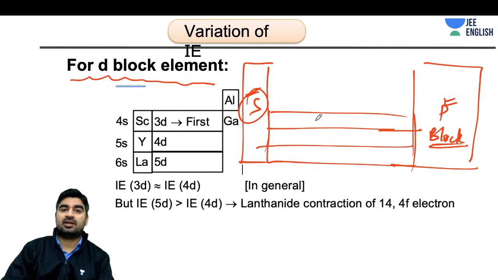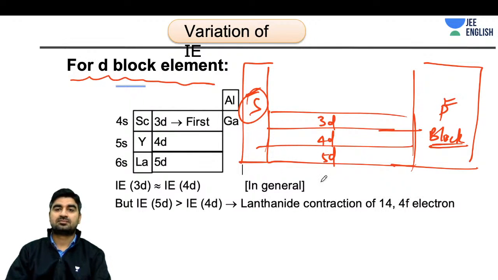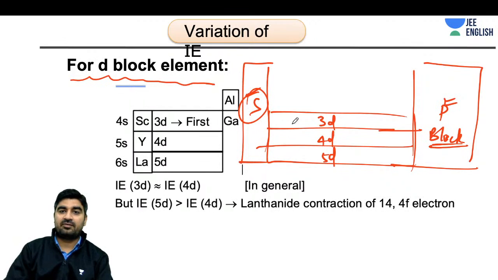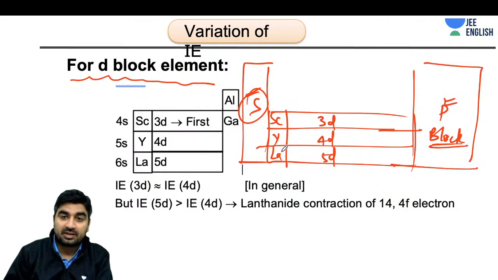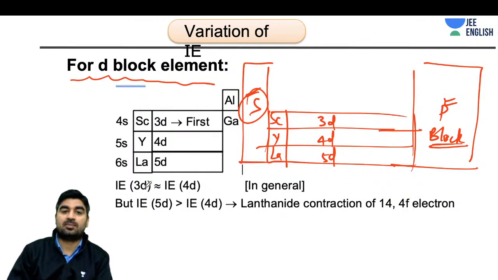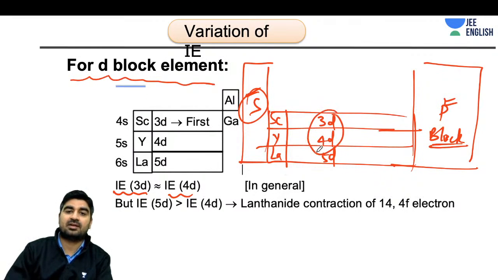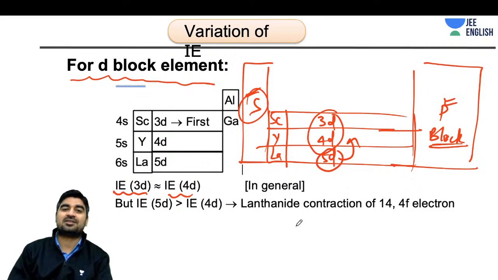So what I'm telling you here, this is 3D, 4D and 5D. In 5D, they start with scandium, yttrium and lanthanum. Now let me tell you, no particular order is followed, but ionization energy of 3D and 4D is approximately the same. But ionization energy of 5D is greater than 4D. Why?